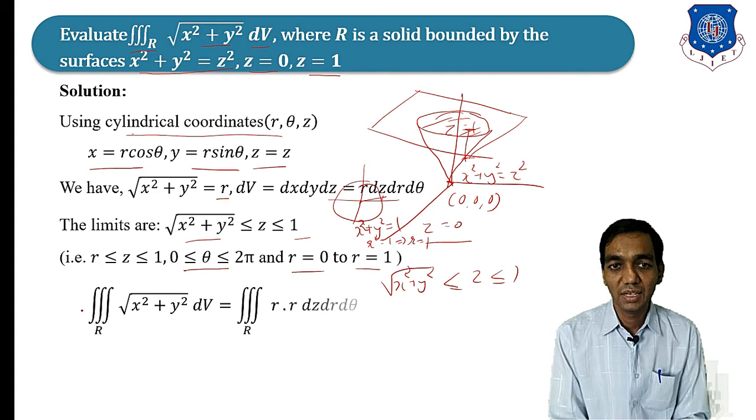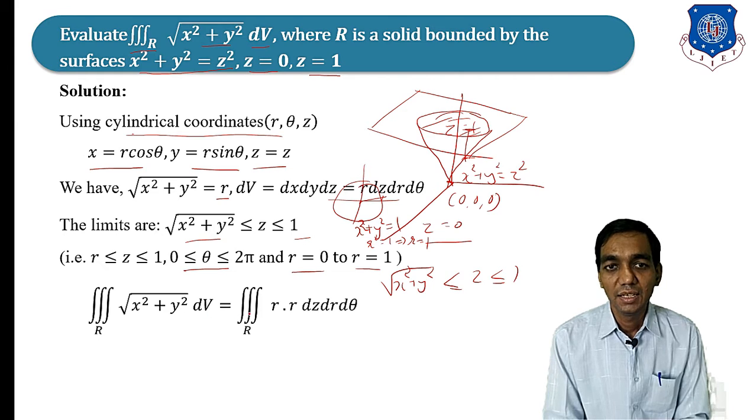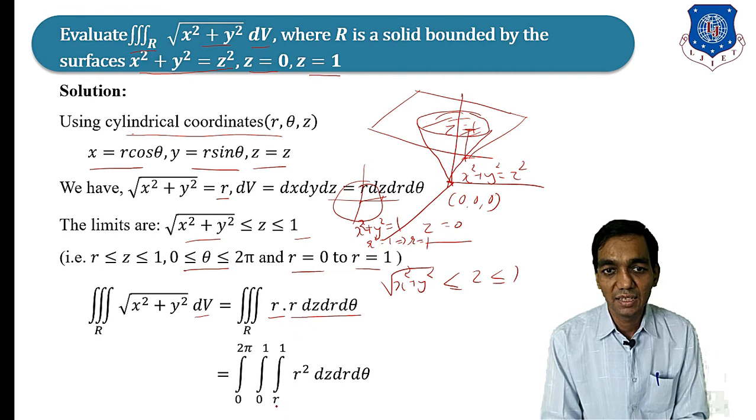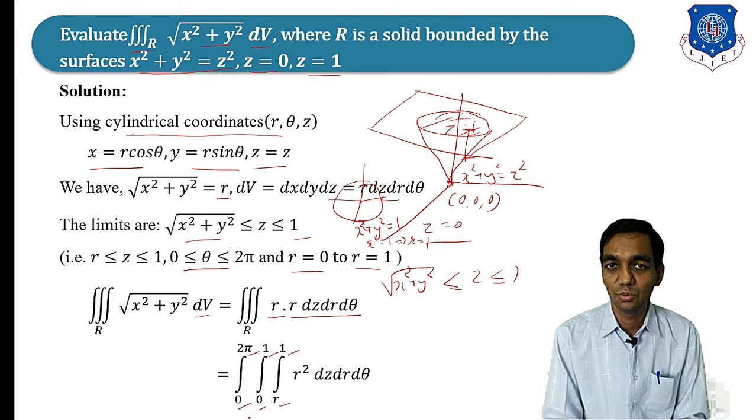Now your triple integration is reduced to the triple integration of under root x square plus y square dv, but under root x square plus y square is r, and dv, that is dx dy dz, is replaced with r dz dr d theta. Now substitute the limits. The first limit is of z, starting with r ending at 1. The second limit is of r, starting with 0 ending at 1. The third limit is for theta, starting from 0 ending at 2 pi.